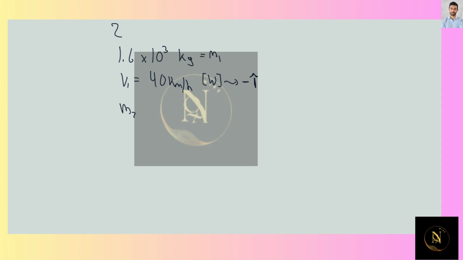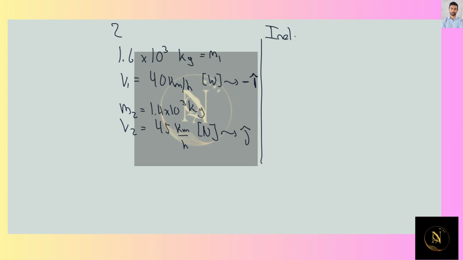A second car, with a mass equal to 1.4 times 10 to the 3 kilograms, is traveling at a velocity equal to 45 kilometers per hour in the north direction. That means that this one is going on the positive y-axis, so it corresponds to the j unit vector. Notice that the velocity of each of the cars is located on only one dimension, but they are going to collide in an inelastic collision, and we want to know what the final velocity is after the collision occurred.